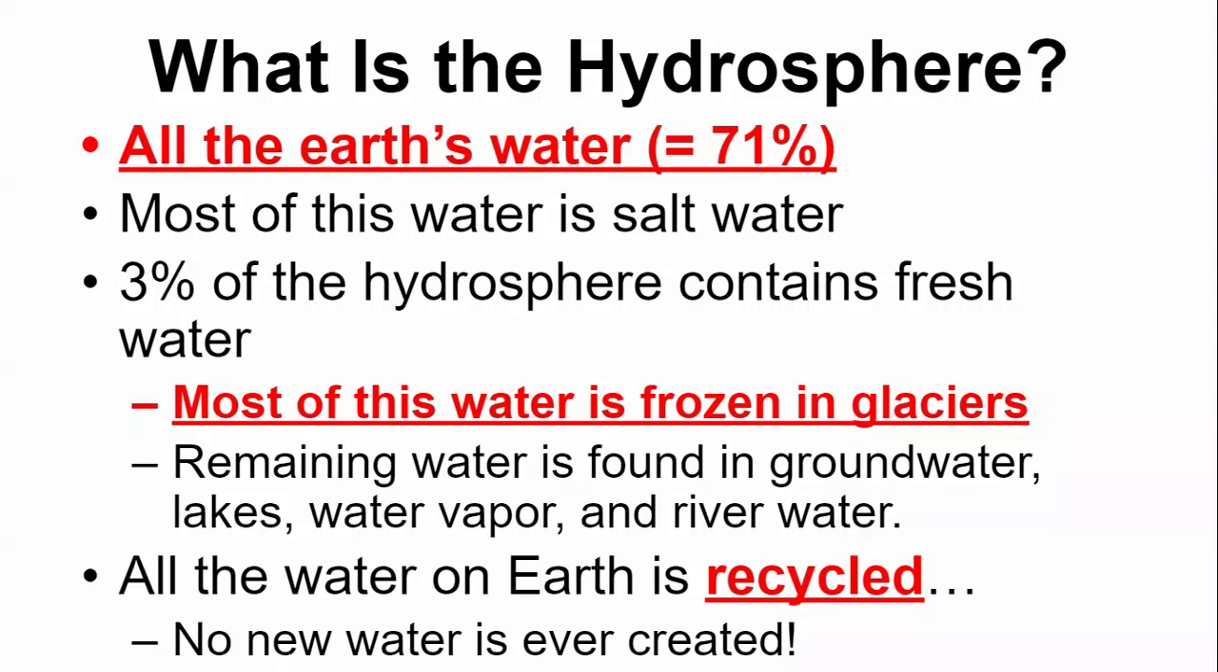Sphere 3, the hydrosphere. What is the hydrosphere? This is all of Earth's water, which is 71% and mostly salt water. 3% of the hydrosphere contains fresh water. Most of this water is frozen in glaciers. The remaining water is found in groundwater, lakes, water vapor, and river water. All the water on Earth is recycled and no new water is ever created. So this is when we get into the water cycle.